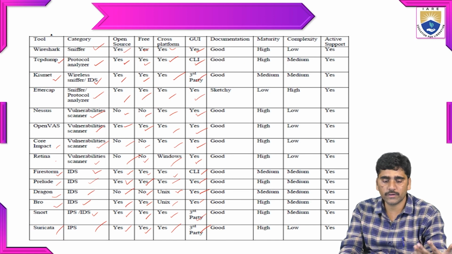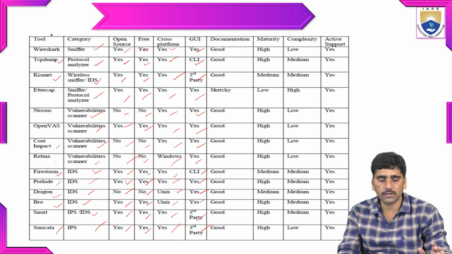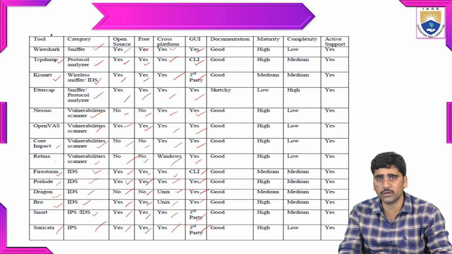So these are all the different types of tools that we are using. All the tools are used for identifying the network, identifying the packets, identifying the attacks, identifying the vulnerabilities. All these tools are helpful to monitor and analyze the network.